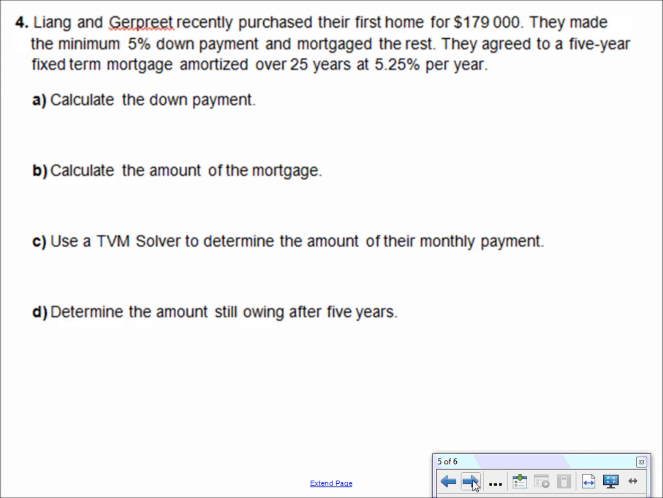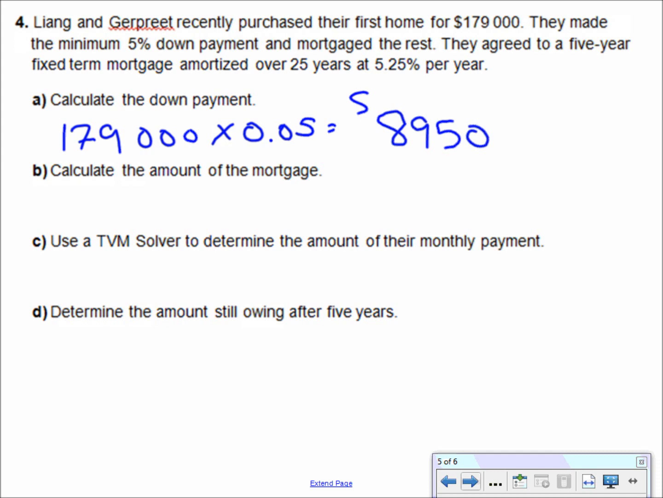So first of all, they have to pay in cash 5% of their home price. So you're going to go 179,000 times 0.05 to calculate what your down payment will be. Okay, $8,950. So that's your down payment. You have to pay that in cash.